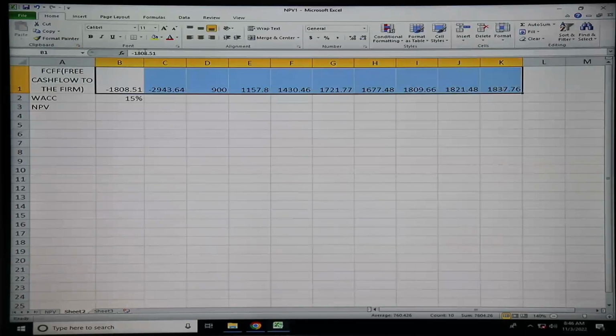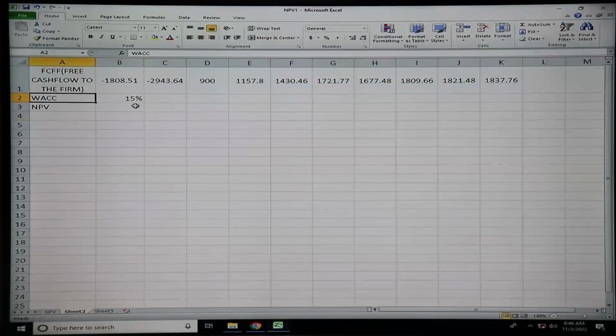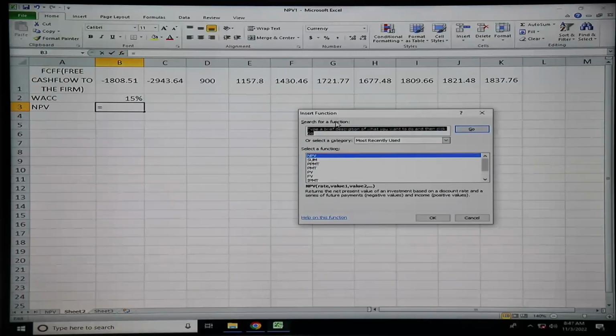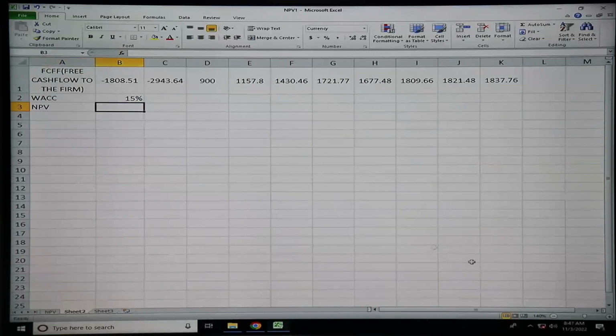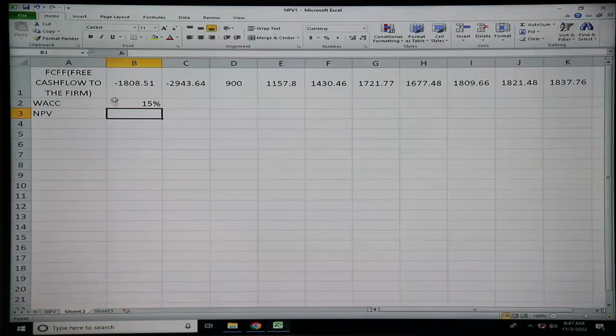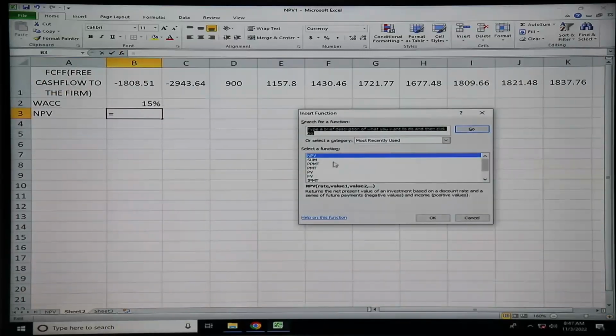So, just simple formatting of our work. The rate here we are given 15%. So you're supposed to insert the function net present value, and you will insert this function from the insert function command. That is, you click insert function. Then here you will select the function, net present value. If you don't have it there, you can search NPV. You can search above there. Then click go. The function will actually come down there.